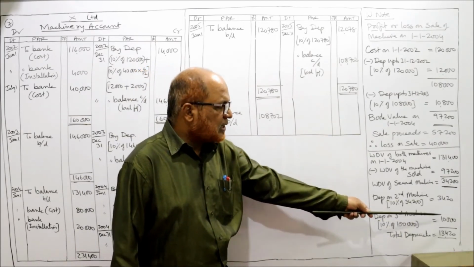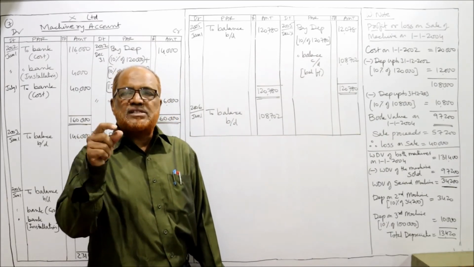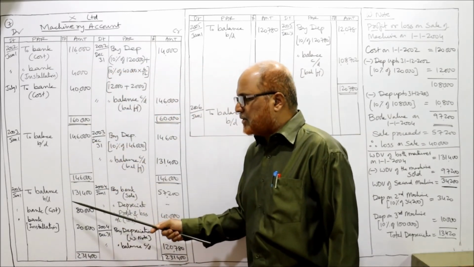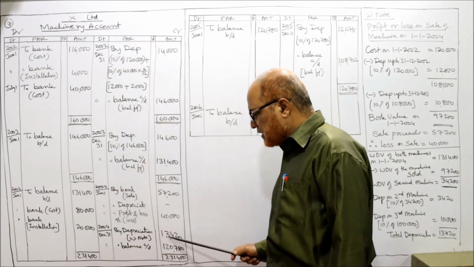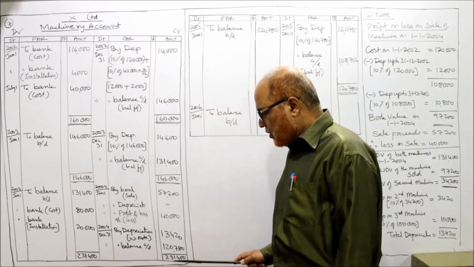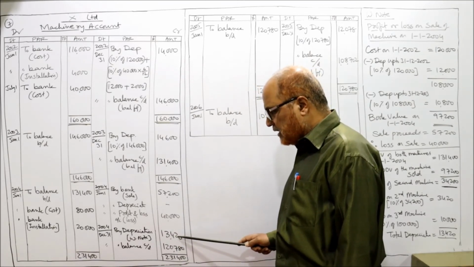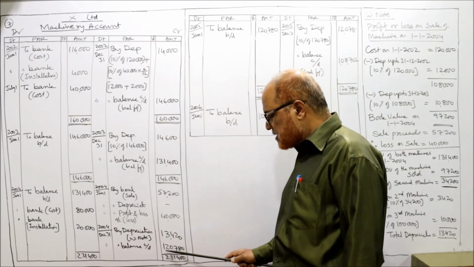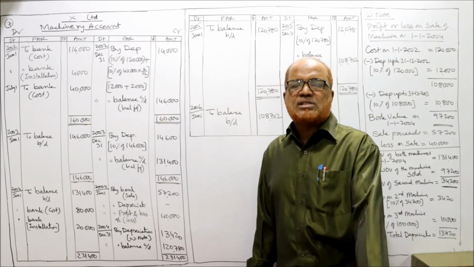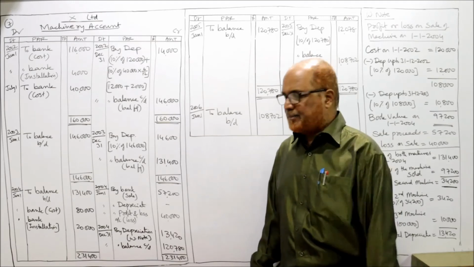So 3,420 plus 10,000, 13,420 is the depreciation of second machine and third machine. The total depreciation is 13,420. Now take the total on the debit side, 2,31,400. 2,31,400 minus 57,200 minus 40,000 minus 13,420. The balancing figure is 1,20,780. This 1,20,780 is the closing value of machinery at the end of third year.